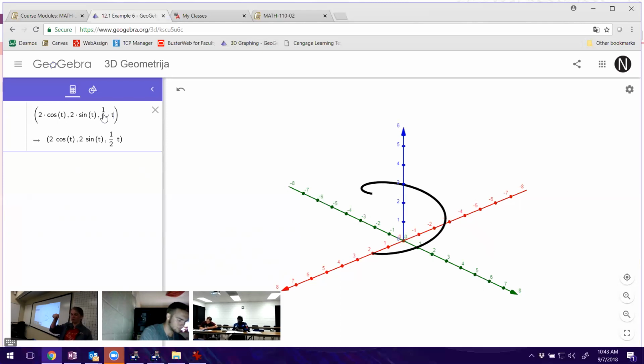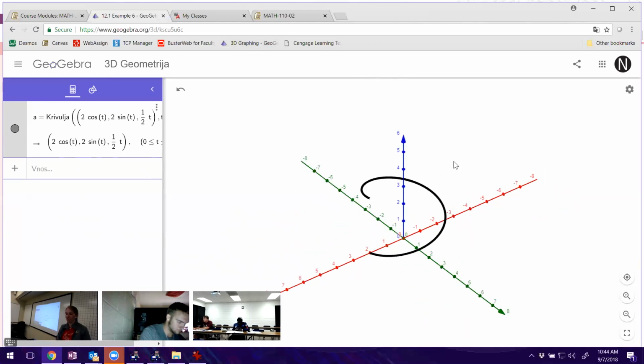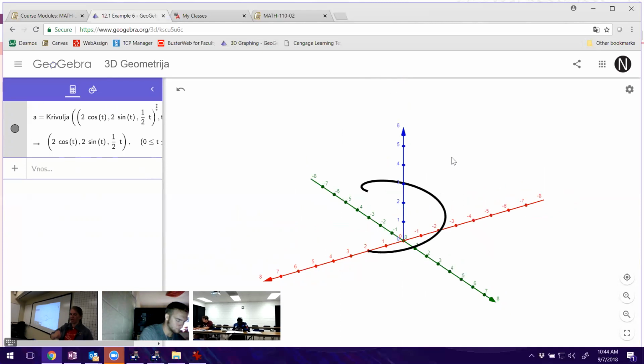Again, it's just one of those corkscrews, which if you think about it, hopefully makes sense. If you ignore the z component, cosine of t, sine of t, if you think back to our polar coordinates, that's just talking about a circle. We did something similar yesterday. So if we look at this thing from the top down, it is just a circle, and we're just stretching it out there.